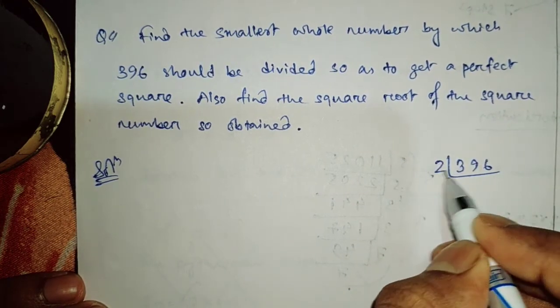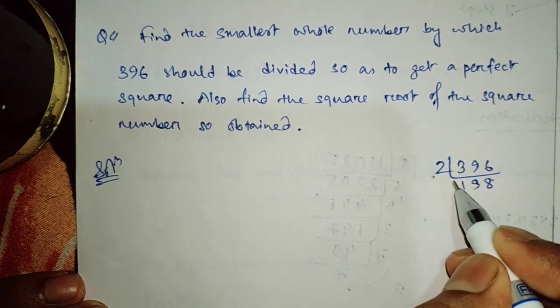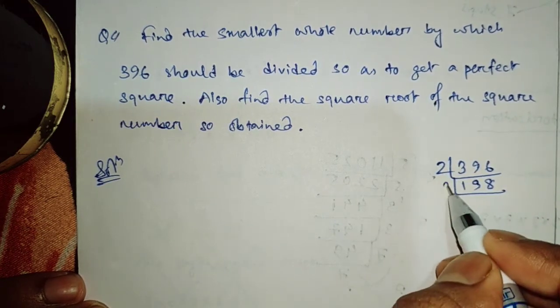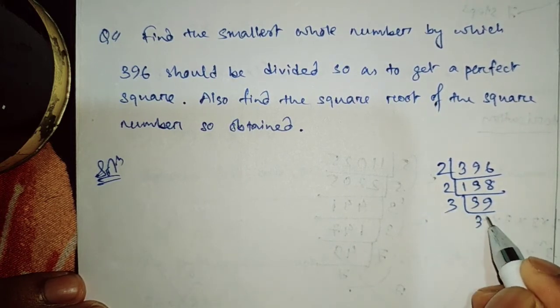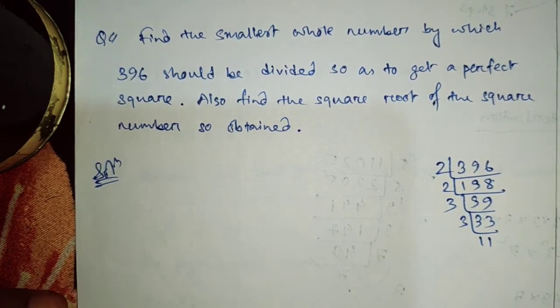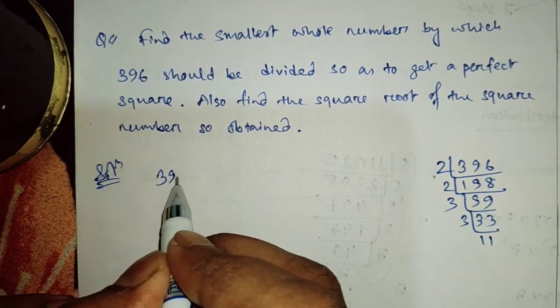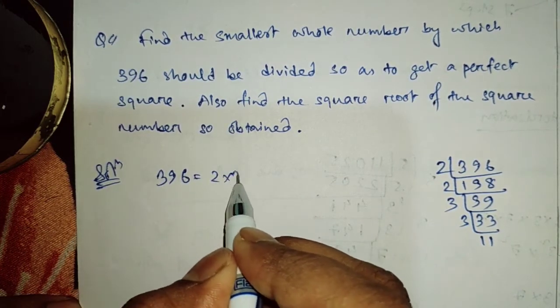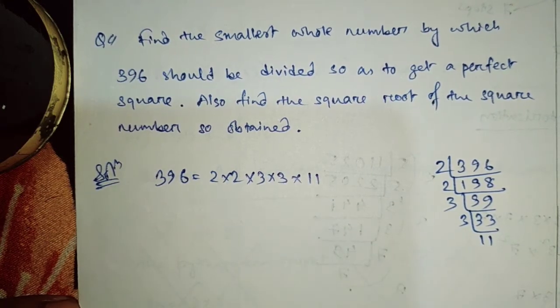396 will divide by 2 to get 198. 198 will divide by 2 to get 99, 3 33s are 99, and 3 11s are 33. Okay, so we have got our prime factors. That 396 is 2 into 2 into 3 into 3 into 11.